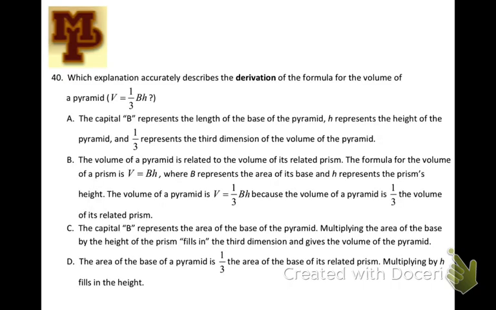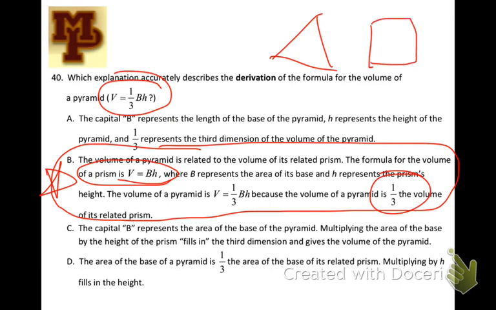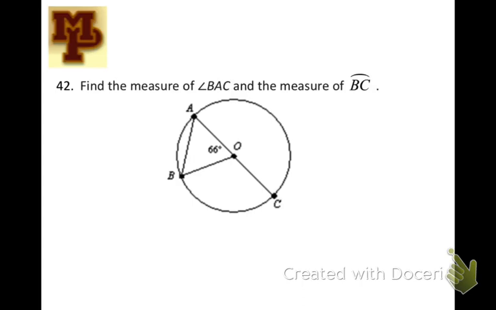Okay, 40, which one is describing how we get to the pyramid versus the prism? The one that does the best job with it is this. We start off with the volume of a prism, and then it's only 1/3 of that. That does the best job of explaining in words how a pyramid's volume is 1/3 of the volume of a prism. It's not really a derivation, but it's describing it.